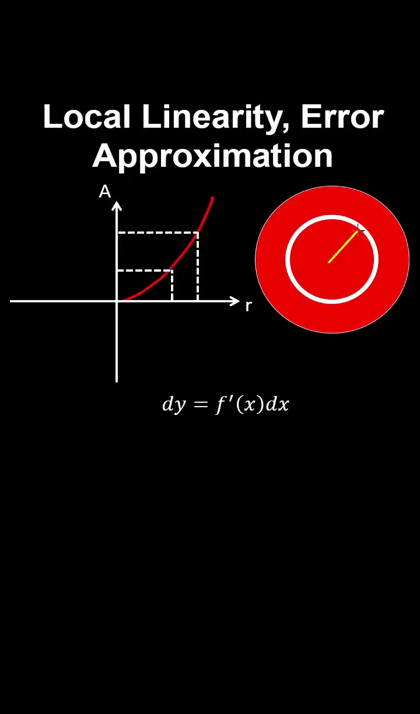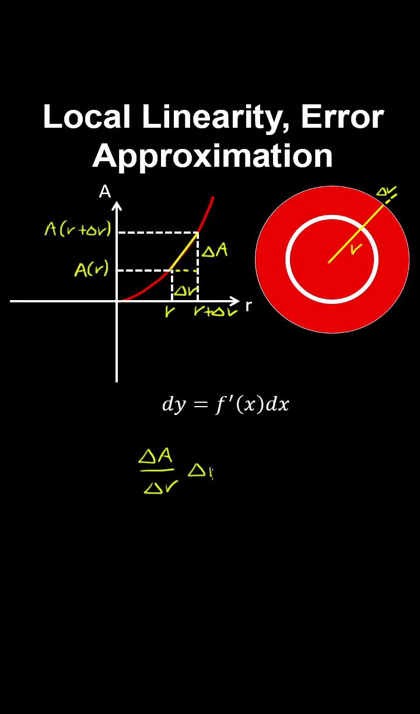Given the radius of the circle is r, suppose I measure the radius with some error, delta r. And what I want to know is the error in the area. So the exact value of r gives us the exact area, and the measured value of r gives us the area with some error. So here we have delta A on delta r, which gives us the slope of this secant line. And if we multiply by delta r, this gives us delta A.